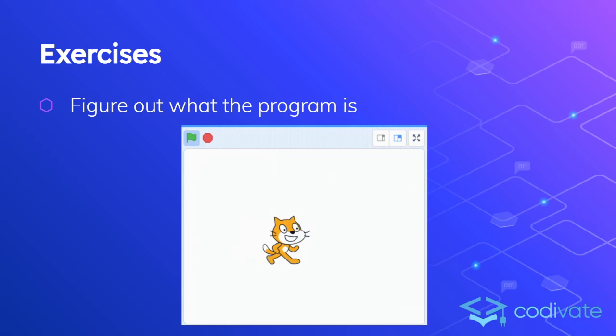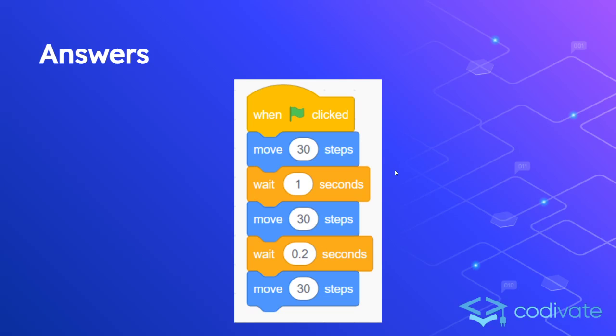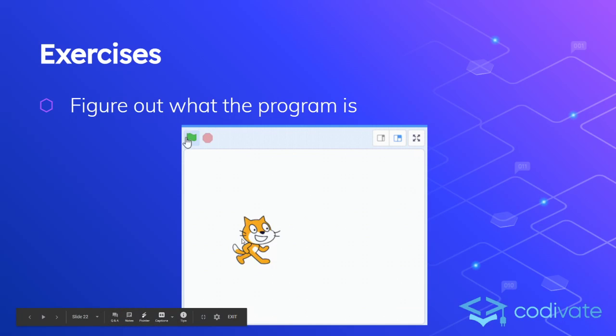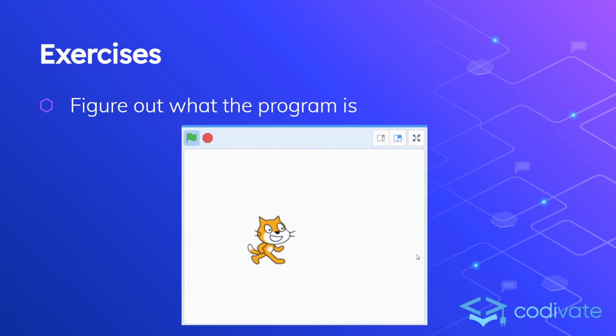This one's a little tricky. So it's moving 3 times, but the time between each move is, like, uneven. So, try to guess what this is. It's actually this. So the first move is followed by 1 second. The second move is followed by 1/5 of a second. And then the third move ends the program. So look. 1 second, 1/5 of a second in between the second 2.